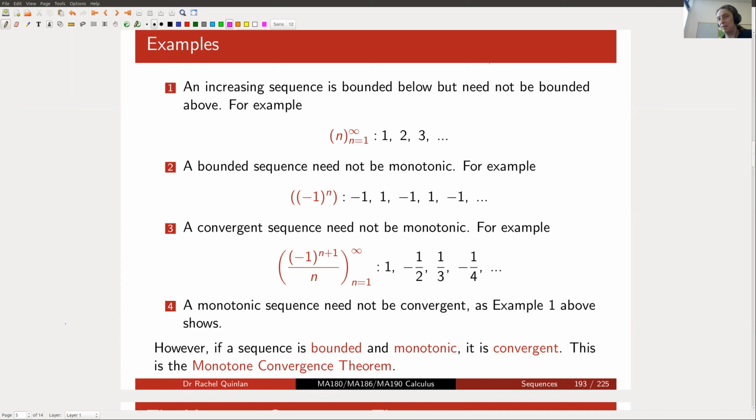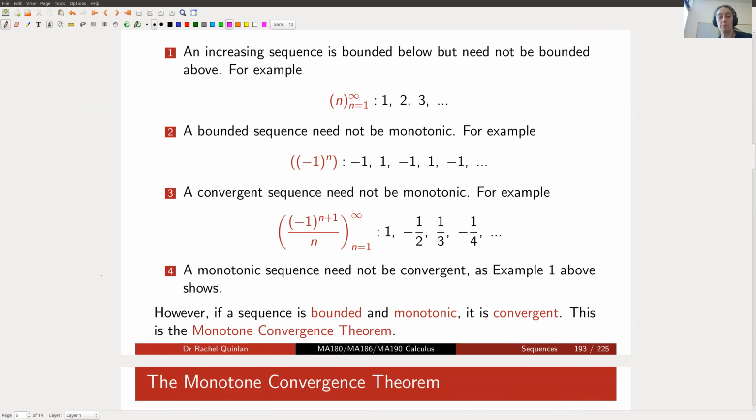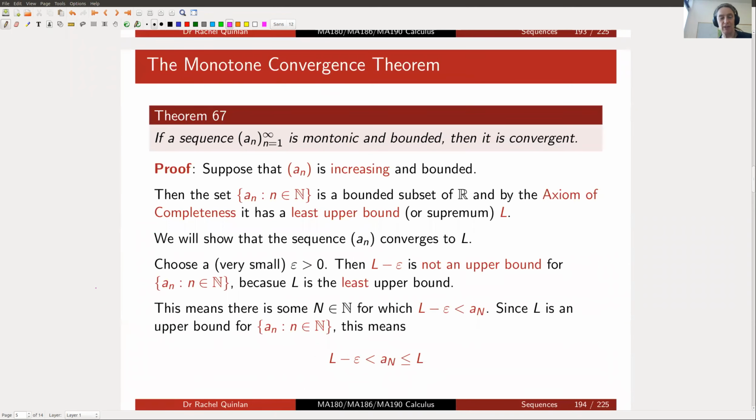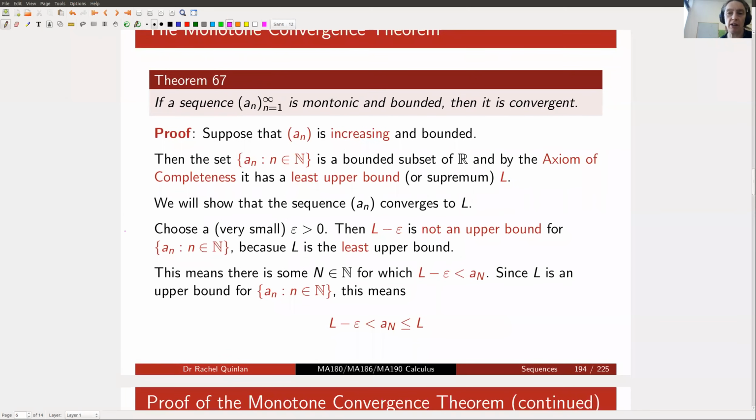So for example, people use sequences in topology and in number theory and in analysis, and quite often there are good reasons why sequences that turn up there are monotonic, and that means that this theorem can apply to them, which is the monotone convergence theorem. So this is our big theorem for this section. It's actually kind of our last big theorem of the course. So it says that if a sequence is monotonic and bounded, then it is convergent.